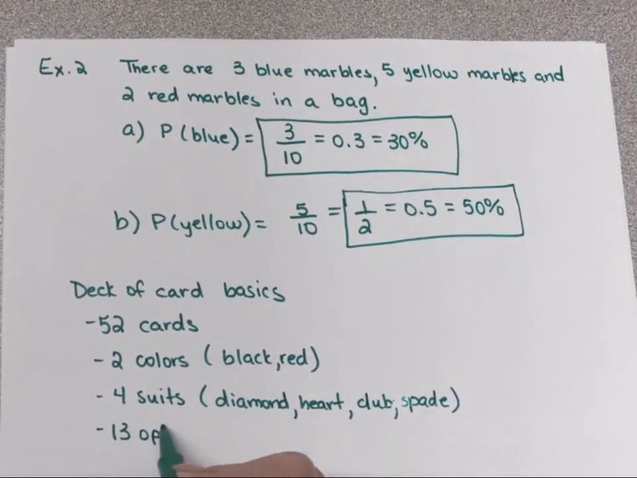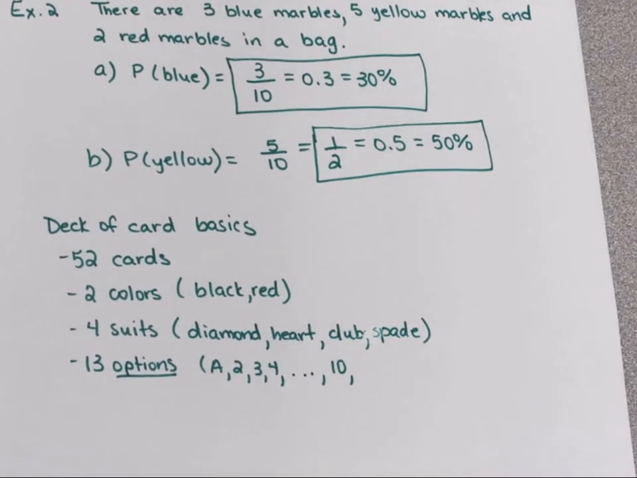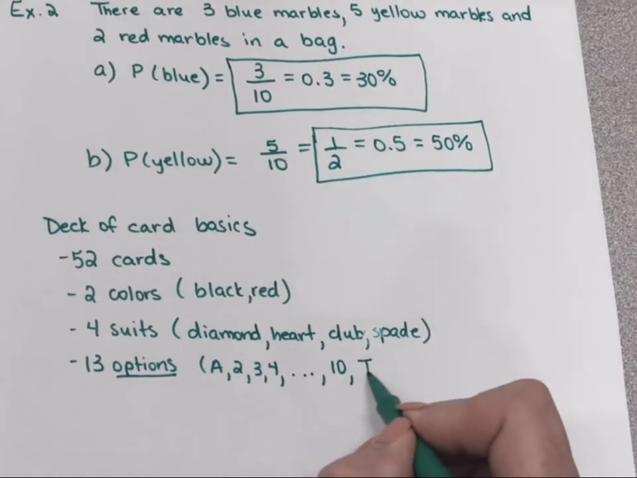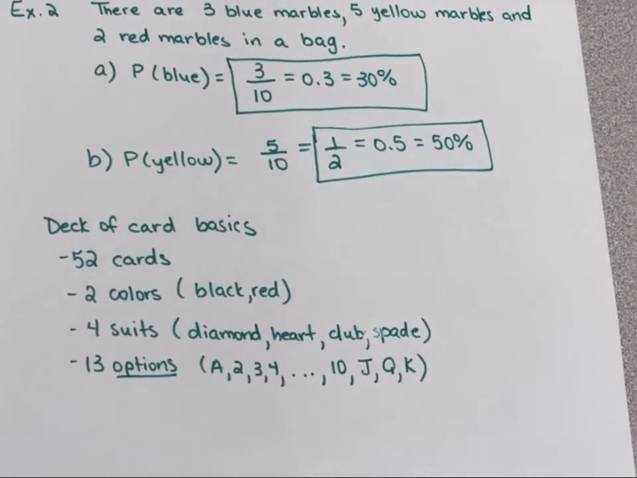There's 13 options. You can have ace, 2, 3, 4, all the way to 10. And then after 10, what comes if you've played cards before? Jack, queen, king. Notice if you wanted to list the ace after the king, you could. That wouldn't change the fact that there's 13 of them. It wouldn't matter the order that you would list them.